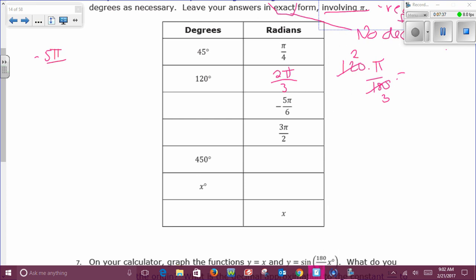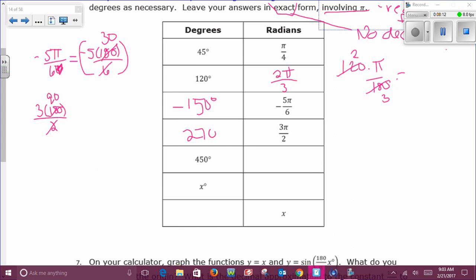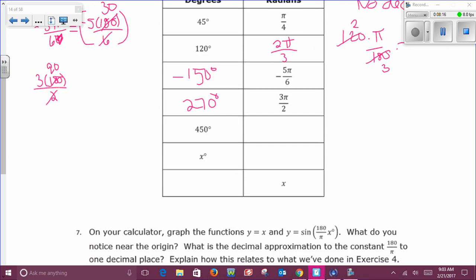Negative 5 pi over 6, sorry, 6, not 60. I'm going to substitute in 180 for pi. 6 goes in here 30 times, so it's negative 150 degrees. 3 pi over 2 would be 3 times 180 divided by 2. 2 goes in here 90 times, so 3 times 90 is 270 degrees. 450 would be 450 times pi over 180, and let's see here, 90 goes in here twice, 90 goes in here 5 times, so it's 5 pi over 2.